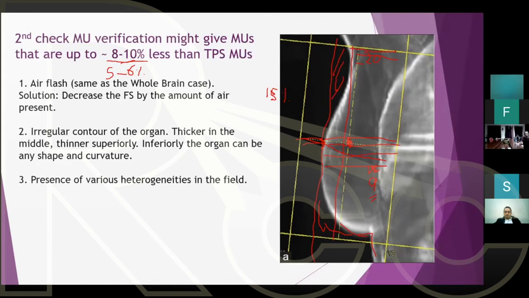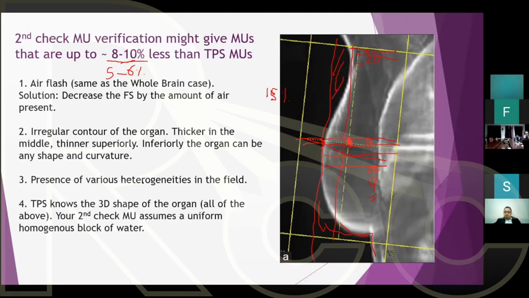And if your point is in the middle of the breast, this is good. It's far away from the lung, but trust me, I have seen people who put the prescription point right here, just 1 cm away from the chest wall and lung. Really? So all these heterogeneities, as well as the very irregular contour and the shape in 3D, all these things are not taken into account in the Excel sheet.